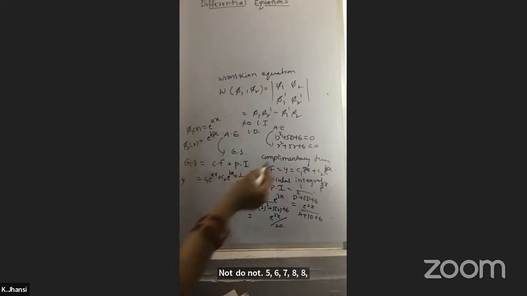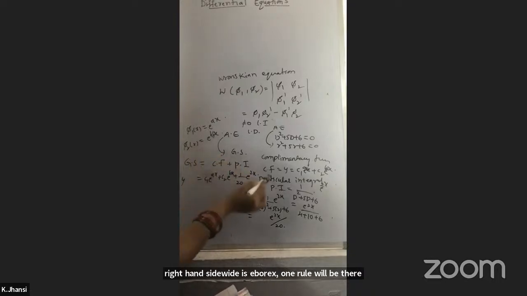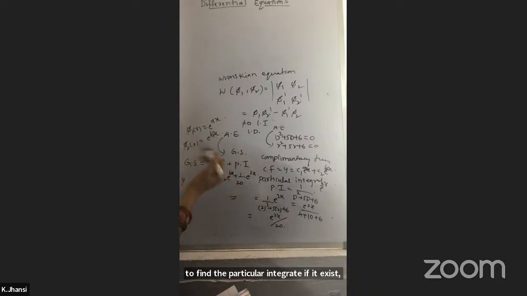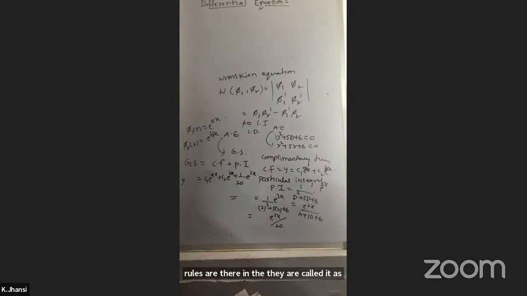Whenever the right hand side value is e power x, one rule will be there to find the particular integral. If x square is there, another rule. And if cos x or sin x or secant x, you will have another rule. All those rules are in the textbook. They are called type 1, type 2, type 3, with different types on page numbers 209, 210, 11, 12. If we have time, we'll see one problem on this. The concept is like this, but the rules will be different.